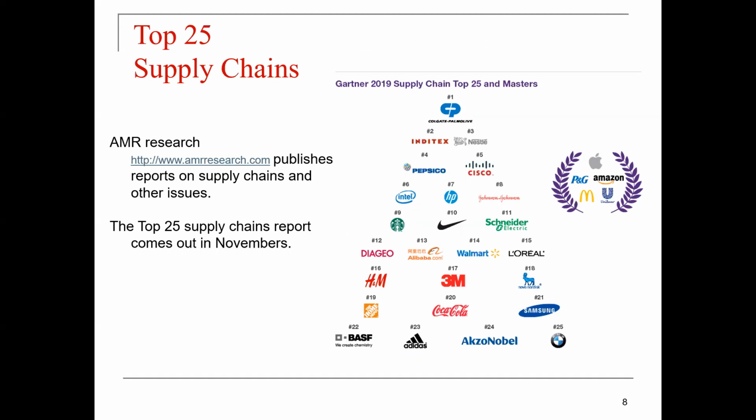So the ranking is here. There's two groups. They have the supply chain top 25, and they have the masters. The masters are the ones on the right, which includes Apple, Procter & Gamble, Amazon, McDonald's, and Unilever. And then the top 25 are the ones in this pyramid. I'm sure that most of you will recognize all of them.